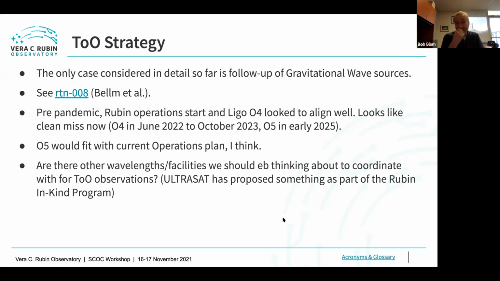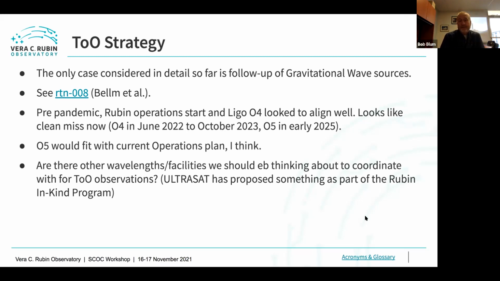In the pre-pandemic era, of course, we were looking toward LIGO O4, and it looked like the schedule with Rubin would line up pretty well with that. I say here it looks like a clean miss, but Eric tells me that O4 has been revised outward a little bit to December. That still probably puts it in a very difficult spot, because if you work the numbers, that would mean right in the middle of the end of science verification, we might be up and running with the full system, and we might consider something like a TOO, but it could be a difficult time. So it's probably more useful to think about O5, and when Rubin would be fully operational.